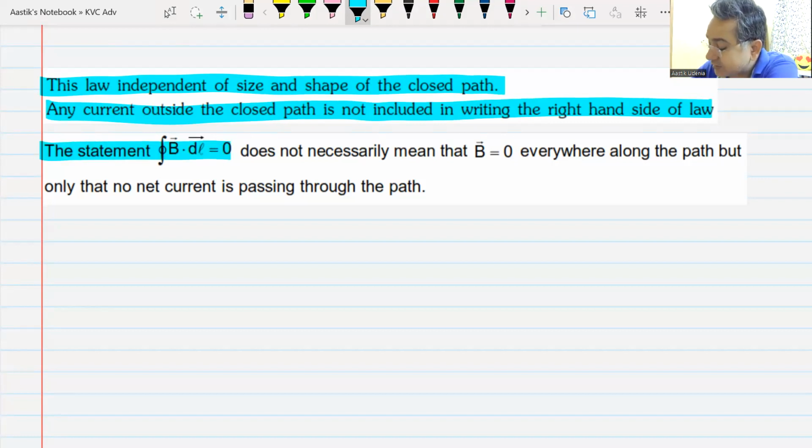The statement that the line integral of B is 0 does not mean that B is 0. It only means that there is no net current in the path. Do we understand this? It's the same as saying flux is 0. That does not mean that electric field is 0. It only means that the net charge inside that surface is 0. Do we understand this? I'll give you 2 minutes to note this down.